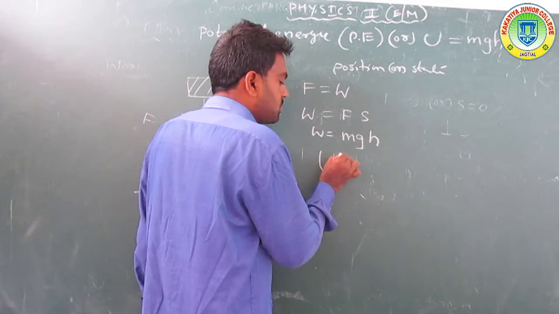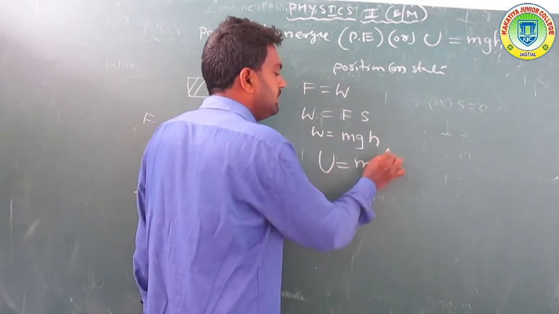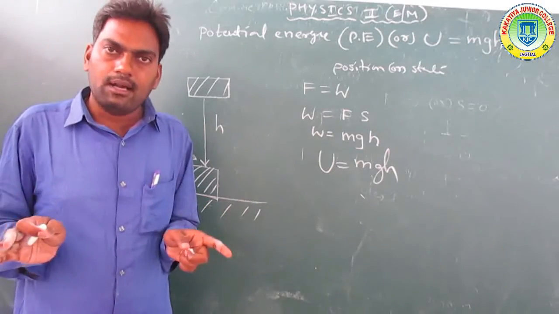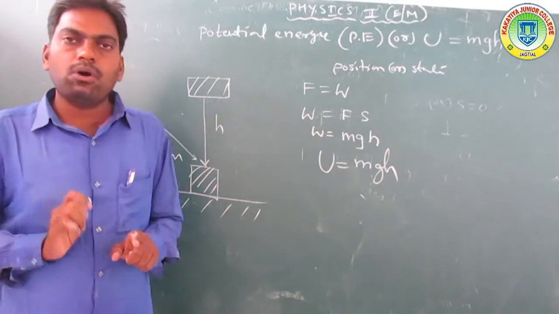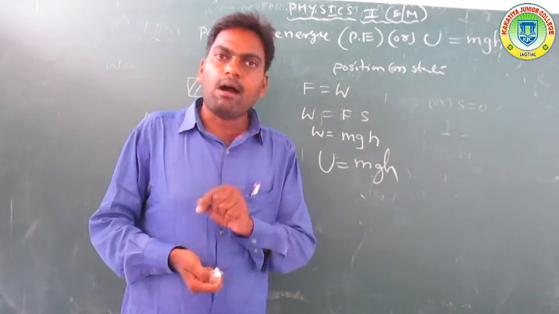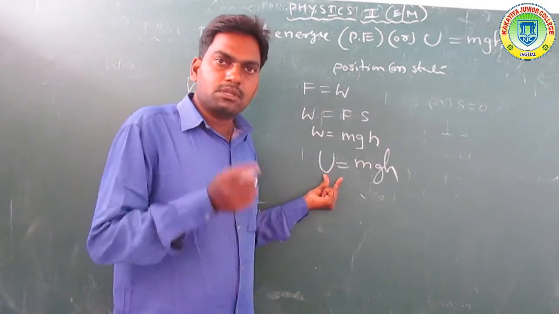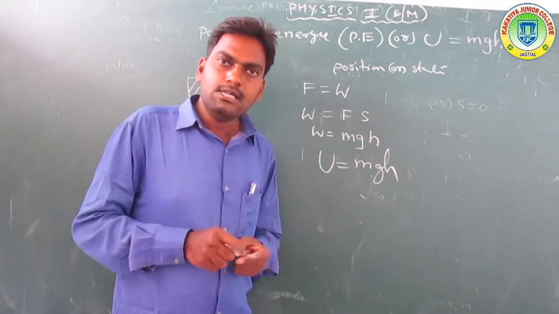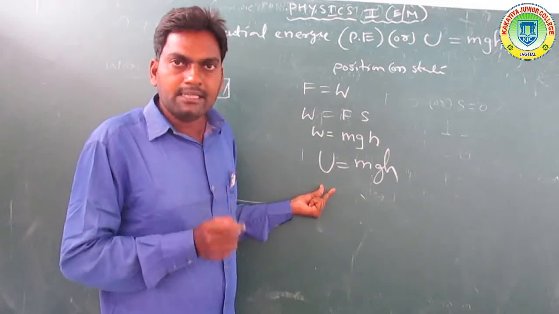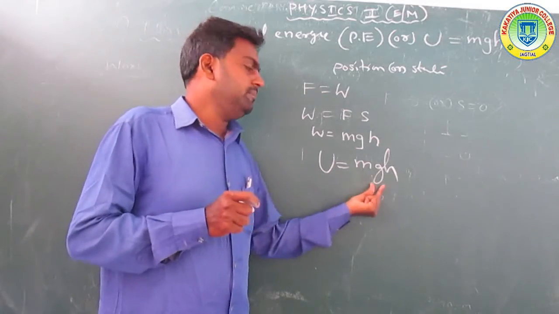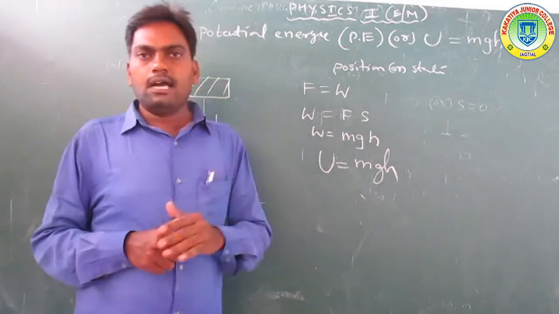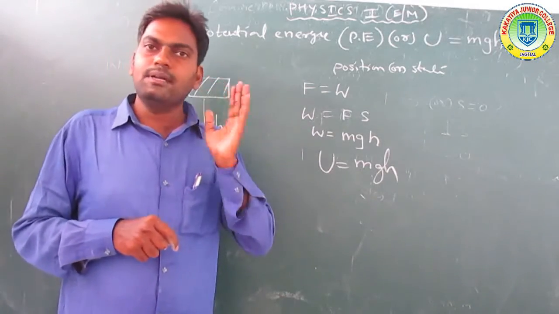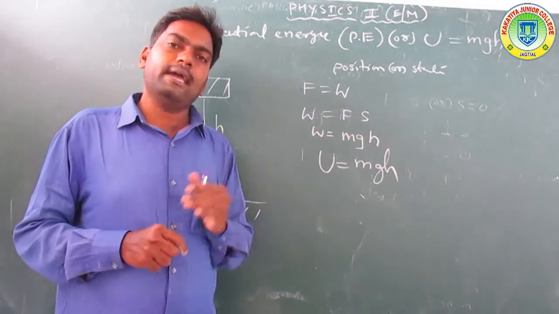The total work done will be stored in an object in the form of potential energy. So the potential energy U is equal to mgh. The potential energy is denoted by U. The units of energy, potential energy, kinetic energy and work done are all equal: joules or ergs.